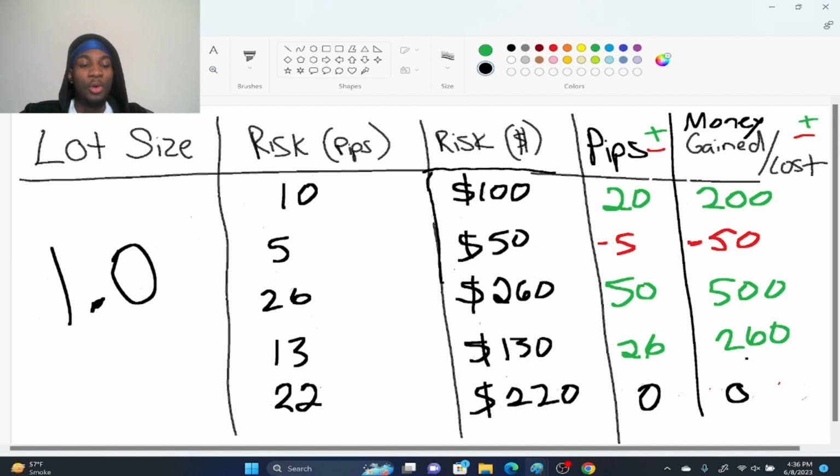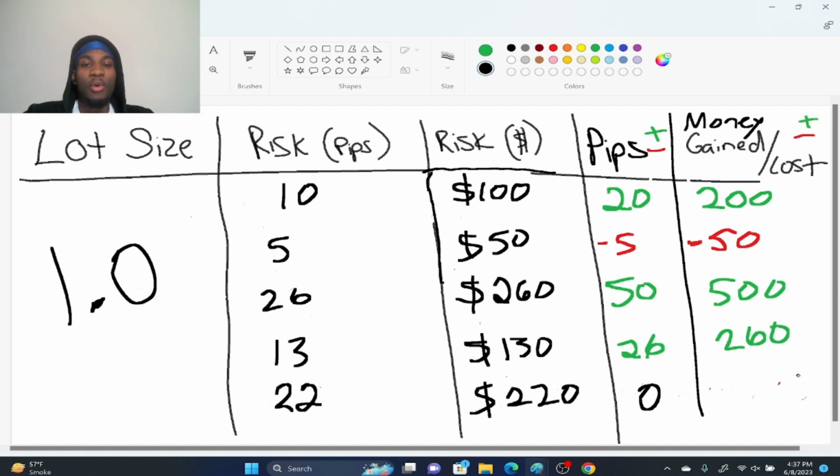Okay, so in reality, if you caught 0 pips, like let's say you move your stop loss exactly to break even, realistically you'd probably lose like $12 or something like that, or it could be more or less. You know what I'm saying? It just depends on your lot size and what your broker is and all that stuff.